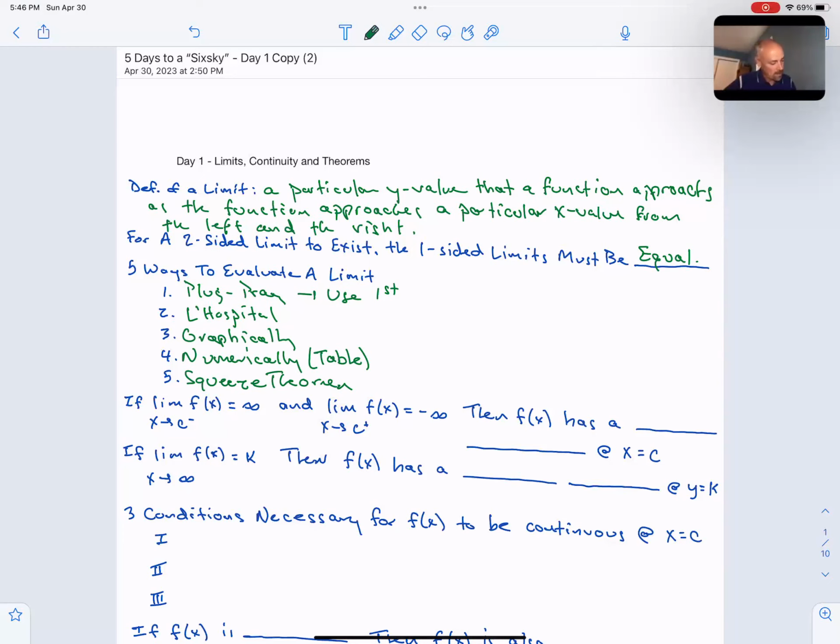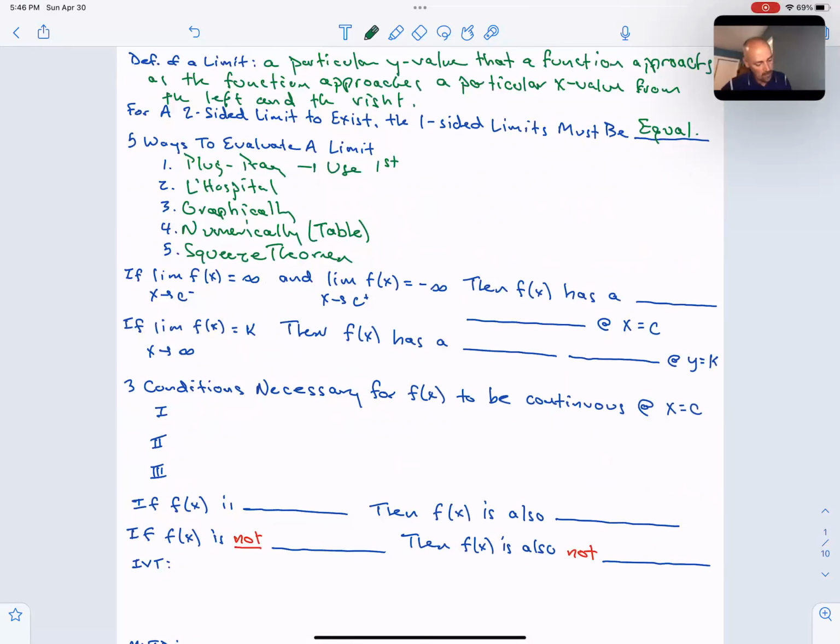Okay, if the limit of f of x as x approaches c from the left is equal to infinity, and the limit of f of x as x approaches c from the right is equal to negative infinity, then we know that f of x has a vertical asymptote at x equal to c, and it would look like this variety. If the limit of f of x as x approaches infinity is k, then f of x has a horizontal asymptote at y equals k. Okay.